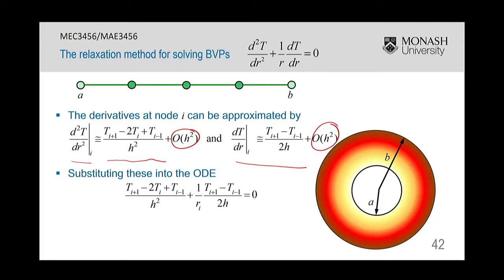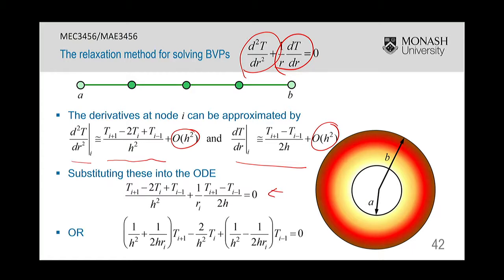If we substitute these difference equations into these terms in the ODE, we end up with what's called a finite difference equation. And if we group the terms for T(i+1), T(i) and T(i-1), we end up with a finite difference equation that looks like that: 1 on h squared plus 1 on twice h r_i multiplied by T(i+1), minus 2 on h squared T(i), plus 1 on h squared minus 1 on 2h r_i times T(i-1).